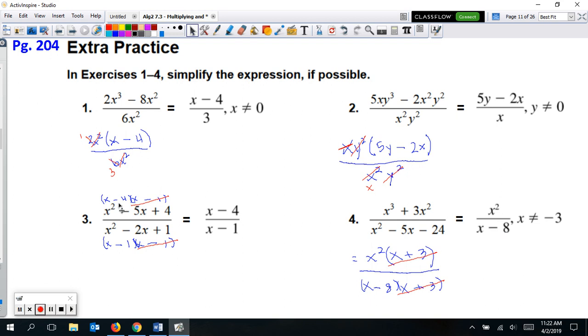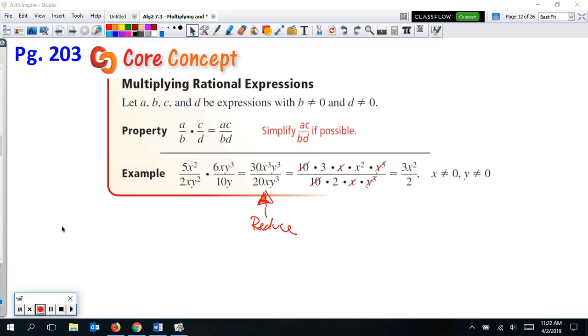All right, let's keep moving on. Now we're going to go into multiplying. So on page 203, you can see this core concept just showing multiplying. Now remember, from multiplying, we just have to multiply across the top and across the bottom. That's basically the property there. That's the technique. Just multiply across the top, across the bottom.